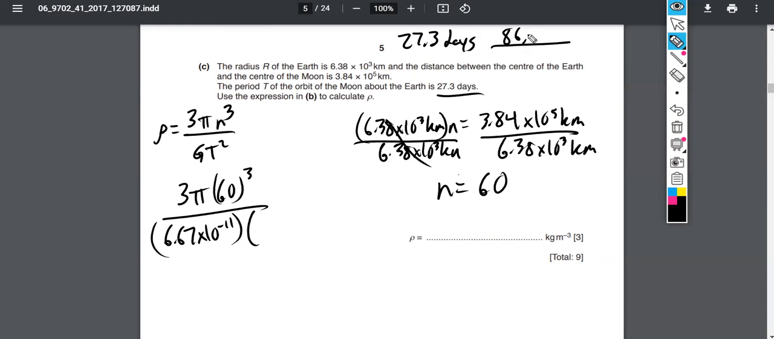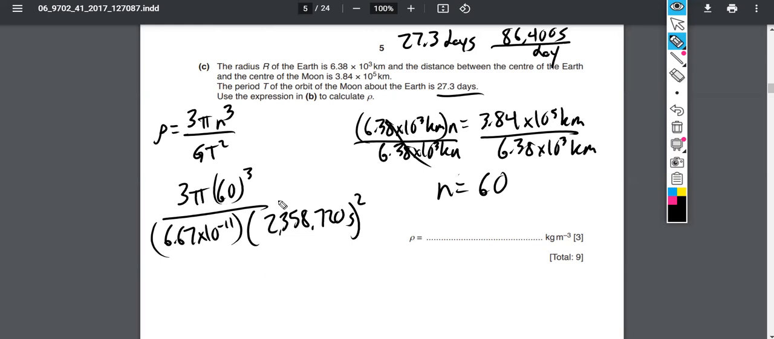There are 86,400 seconds in a day, right? Because there's 3,600 seconds per hour times 24 hours per day. So that's 60 times 60 times 24, right? Or you could just memorize it like I did. 86,400 seconds in a day times 27.3 days gives us a period of 2,358,720 seconds. And we got to square that, right? Because t was squared.